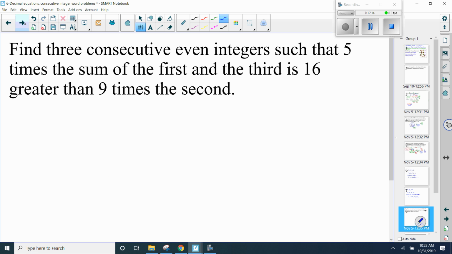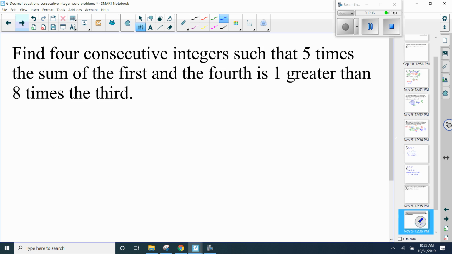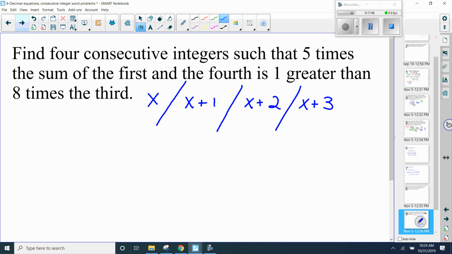Find 3 consecutive even integers. Let's go to a different one first. Remind me to click back a slide, okay? Find 4 consecutive integers. How do I represent 4 consecutive integers? 4 numbers. The first one is x. Consecutive integers, what do you do to get to the next one? Add 1. So the next one would be x plus 1. What's the next one? X plus 2. What's the next one? X plus 3. There are my 4 consecutive integers.